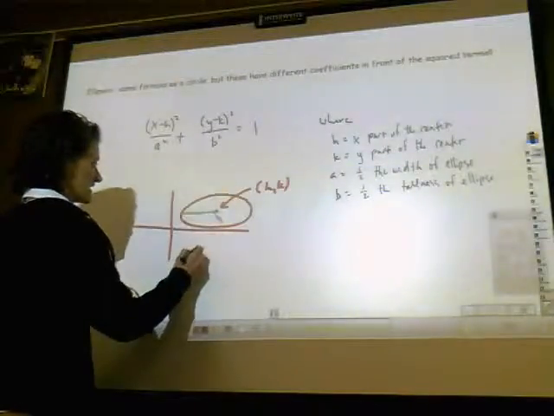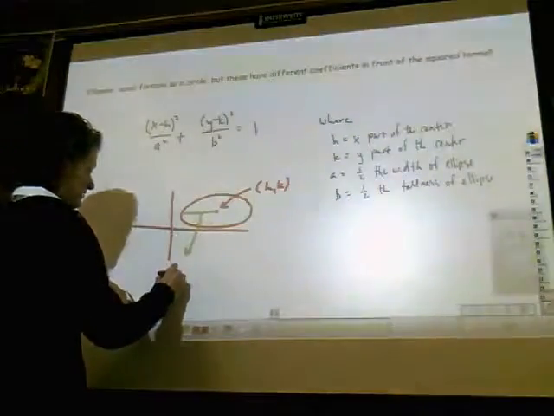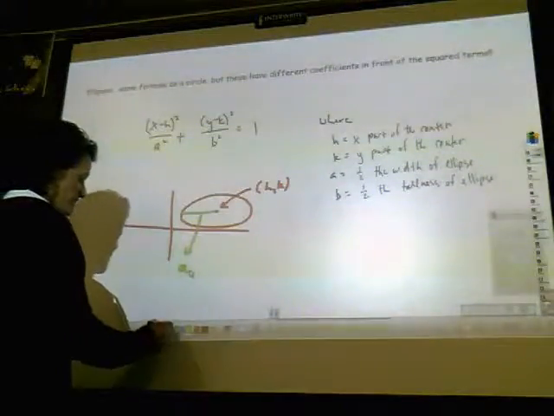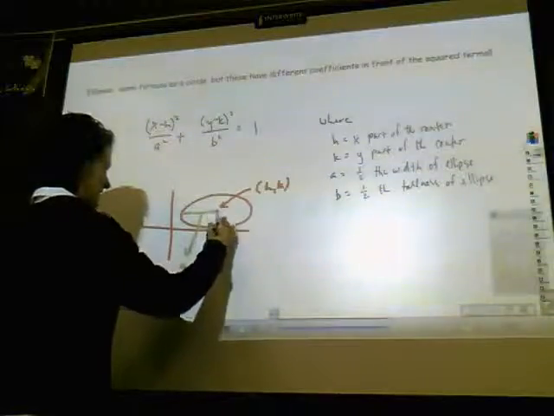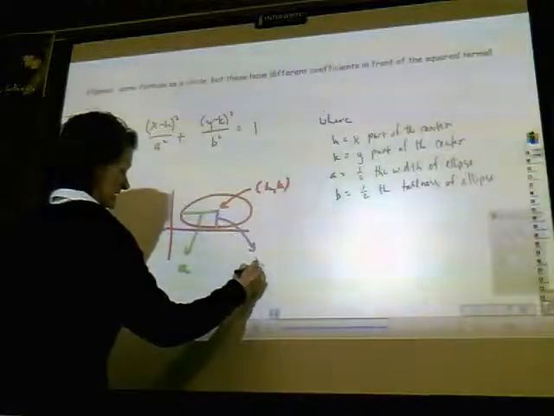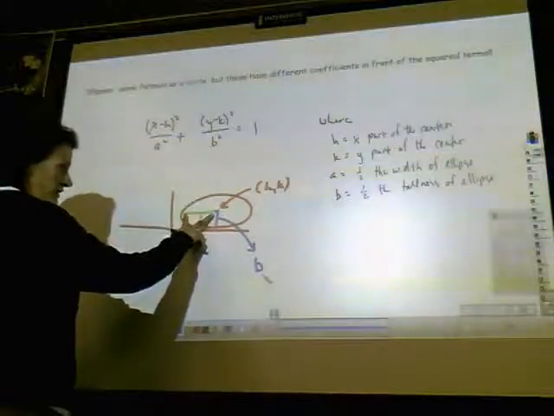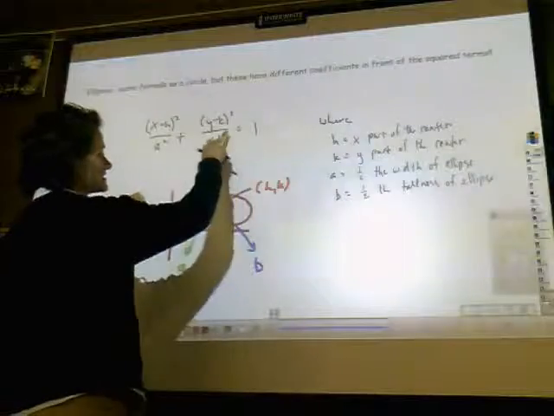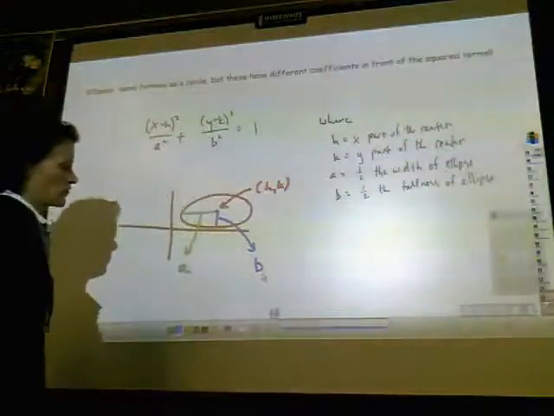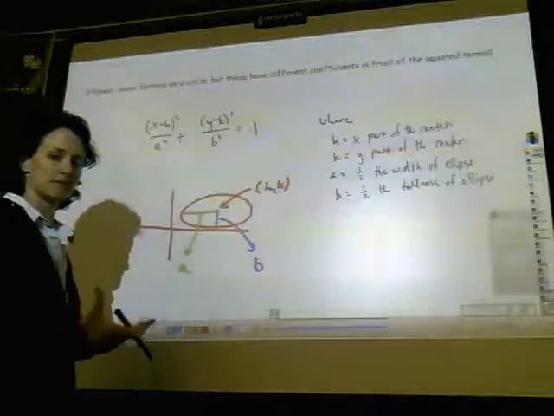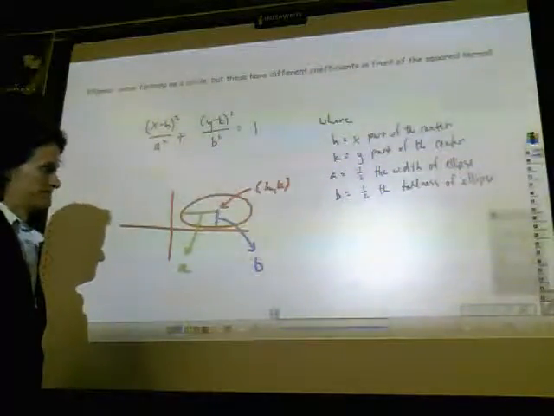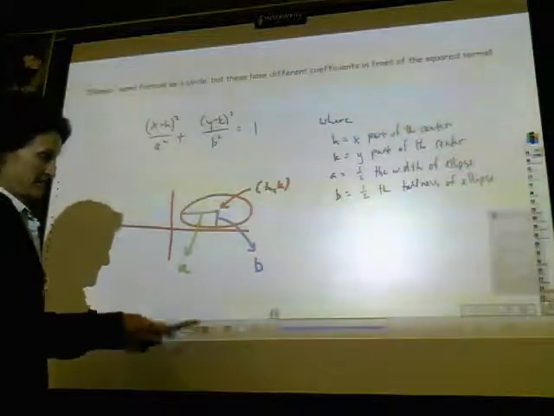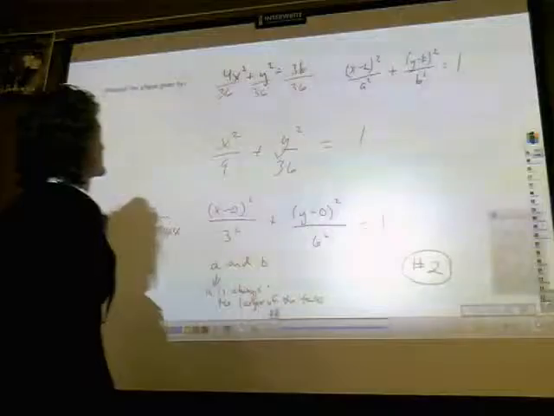From here to here will be your A. From here to here will be your B. Half the width is A, what's underneath the x squared term, and half the height is going to give you B, which is what's underneath your y term, once it's in the completed square form. So thinking we may be to the point where we can do an example, because this is very similar to what you've already talked about.